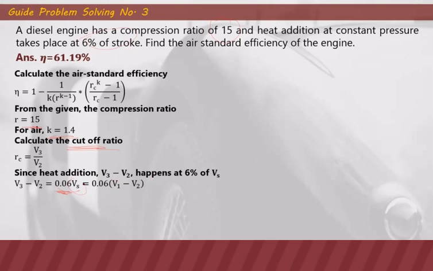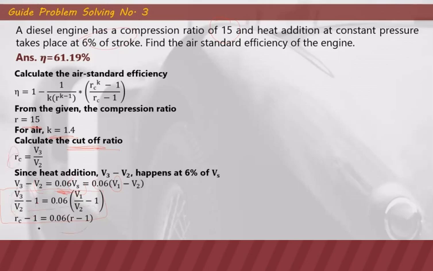We're trying to manipulate this one to solve for the unknown. We are going to divide everything by V2. When you divide everything by V2, the result will become V3 over V2, and then this one will become 1 since it is divided by itself. And then this one will become 0.06 times V1 over V2 minus 1. We have some familiar terms here. V1 over V2 is equal to our R. So we can reduce this further to RC minus 1 equals 0.06 times R minus 1. And V3 over V2 is equal to our cutoff ratio.